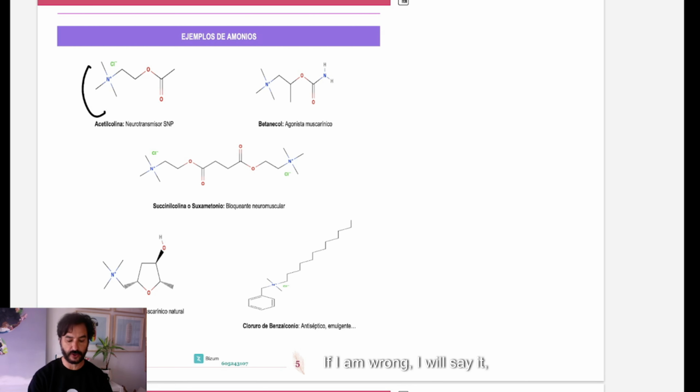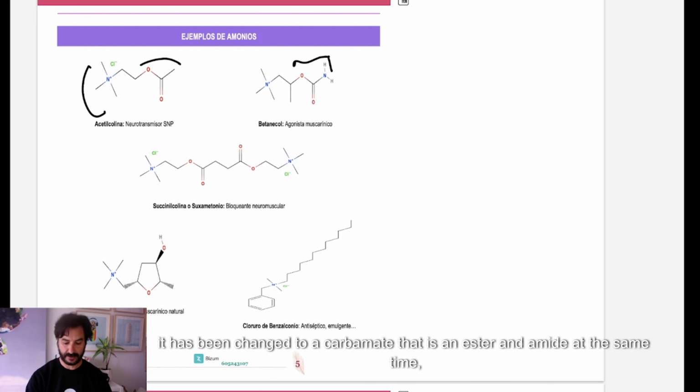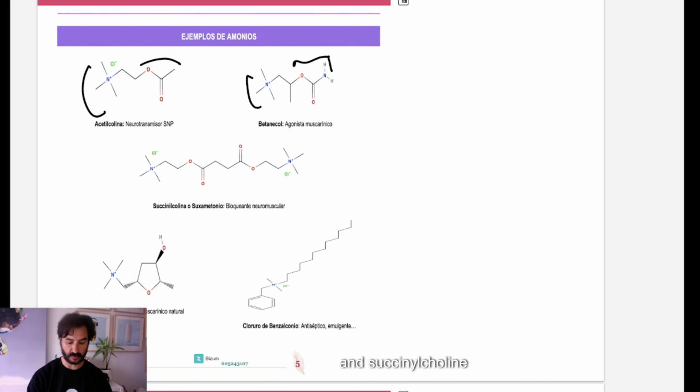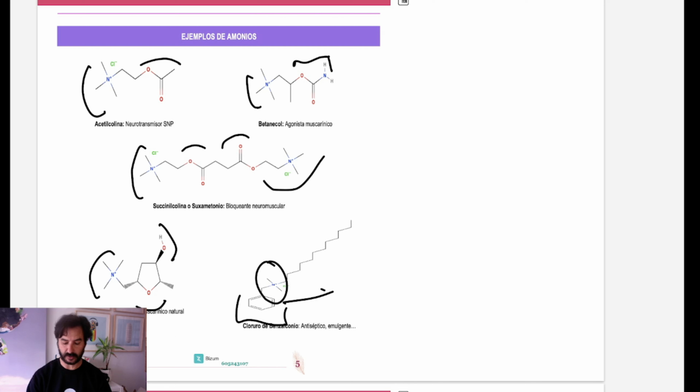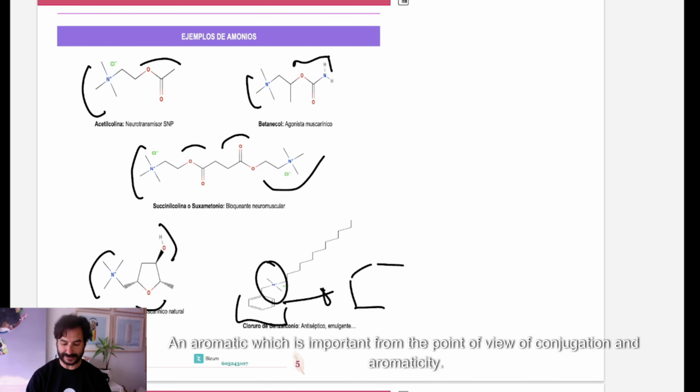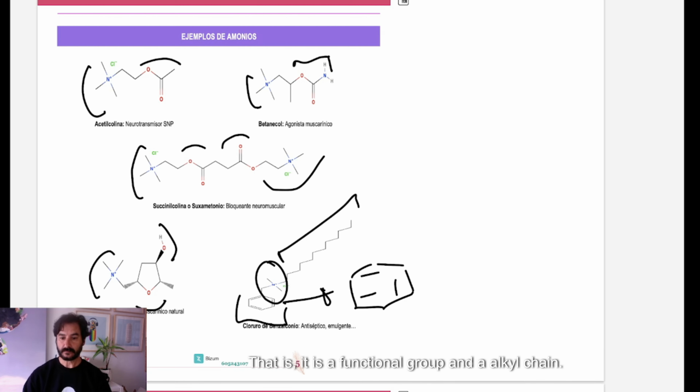If I am wrong, I will say so. Since we talked about acetylcholine, pharmacophore group, important group, functional group: an ammonium and an ester. Bethanechol has been changed to a carbamate, and succinylcholine also has ammonium and ester groups. Muscarine has an alcohol, an ether, and an ammonium functional group, and benzalkonium, which I put first because it has an ammonium, an aromatic ring, which is important from the point of view of conjugation and aromaticity, and a long chain.